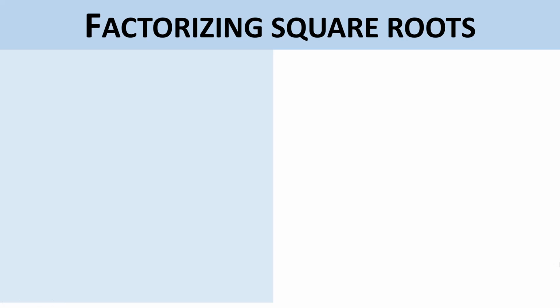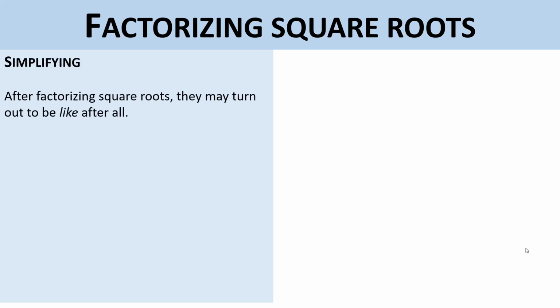So one reason we factorize square roots if we can is because sometimes that helps us to see that we can actually add or subtract square roots. Sometimes after we simplify them in this way, they turn out to be like after all. So in this example, square root of 20 plus the square root of 5, your first intuition may be to say, okay, these are not like, so there's no way to simplify this. This is our final answer.